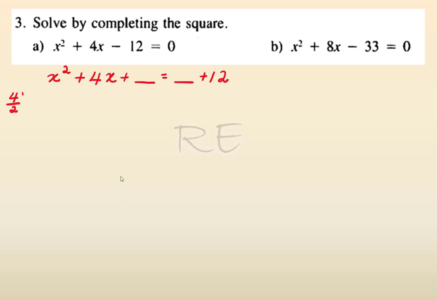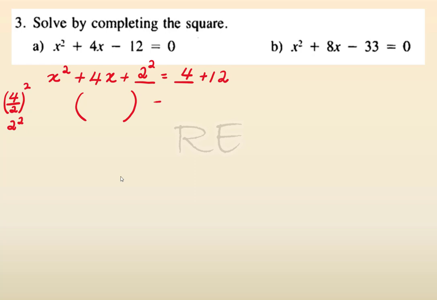The missing piece is the coefficient of x, 4, divided by 2 squared. So the missing piece is 2 squared. We're going to add it to both sides. 2 squared on one side and 4 on the other.